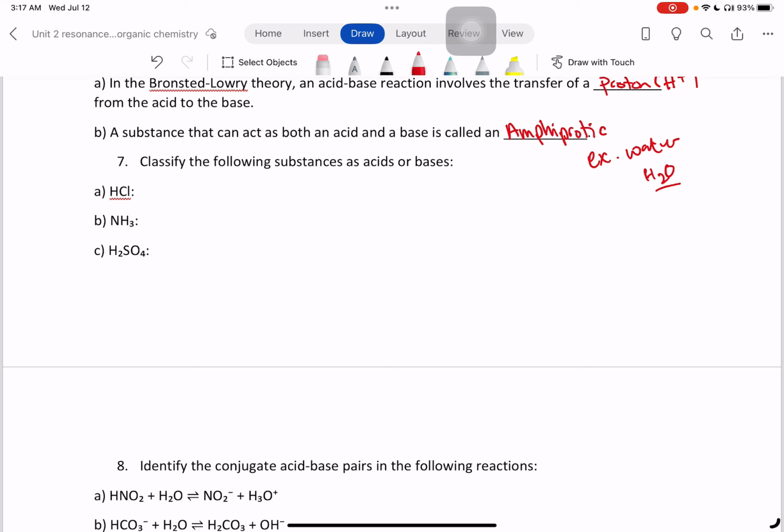Okay, next we say classify the following substances as an acid or base. The first one is HCl. HCl is a very, very strong acid. Alright, so we can say, oh, that's an acid. How do we know it's an acid? Well, we can talk then about conjugate acids and bases.